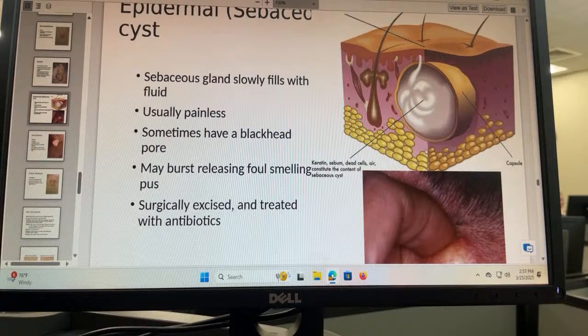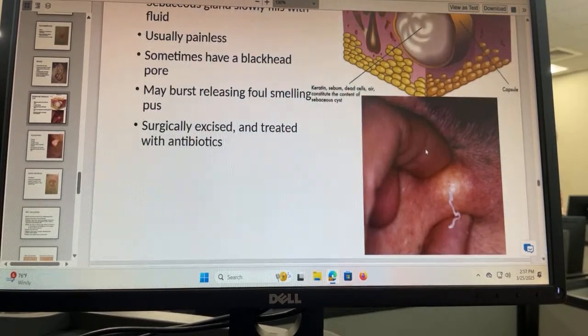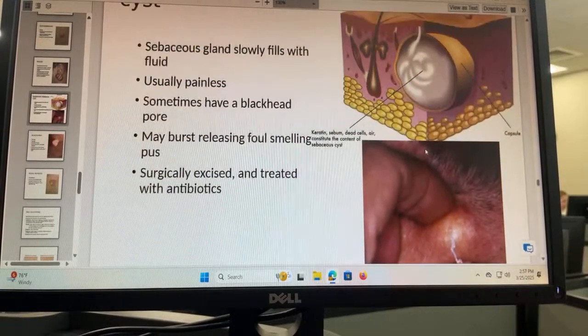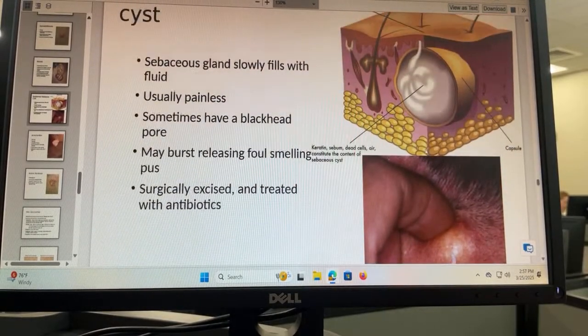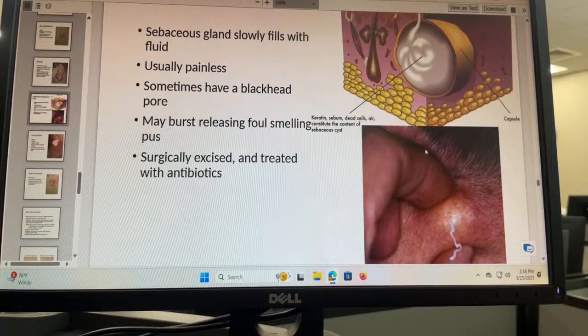All right, this one is an epidermal cyst. This is basically just kind of like a very large pimple. The difference is that they have a capsule surrounding it. So you can see in this picture, under the skin, there's this sac or capsule that holds all of the pus inside. Basically what's happening here is that it's a sebaceous gland that's slowly filling with fluid. They usually don't hurt. They might be just a little tender, but they're usually painless. They sometimes will have a blackhead pore that you can see on the outside of the skin. They either can burst spontaneously on their own, or a doctor can scalpel it and drain it of all the contents. It's a foul-smelling pus, and then just treating it with antibiotics.